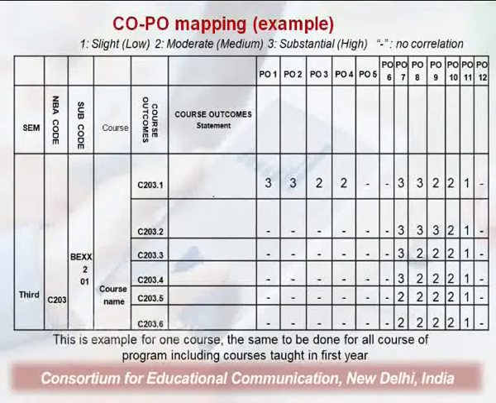So, this is an example for one course, and the same has to be done for all the courses of the program, including the courses taught in the first year. This exercise, the PO-CO mapping illustration which we are doing now, you have to do for all the courses you are running, and map them with the program objectives of that institution, matching the matrix of the course outcomes with the program outcomes. The NBA has given 12 program outcomes and it is advisable that for any course you should have at least 5 to 6 course outcomes.